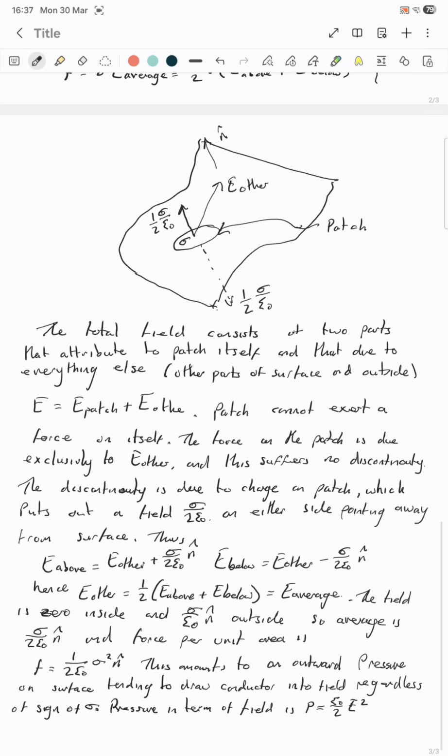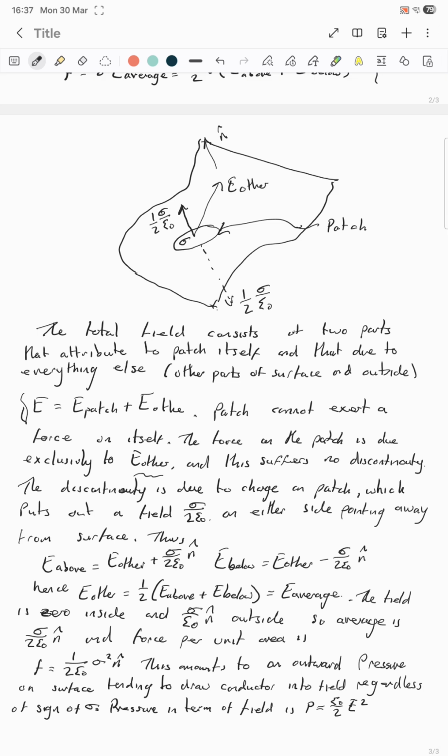Now a little picture here. The total field consists of two parts: that attributable to the patch itself, and that due to everything else, other parts of the surface and outside. Now E equals our electric field from our patch, plus our electric field of all the other stuff. And the patch cannot exert a force on itself. The force on the patch is due exclusively to the electric field of the other, and this suffers no discontinuity.